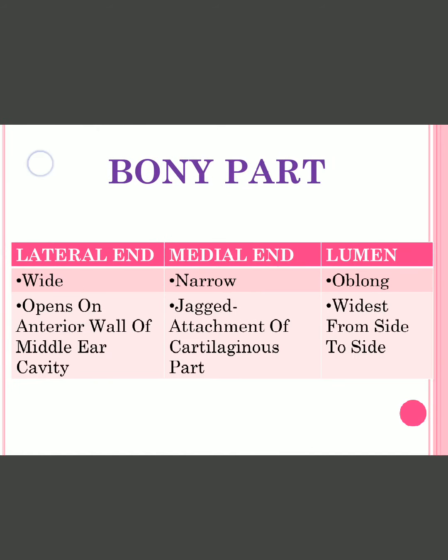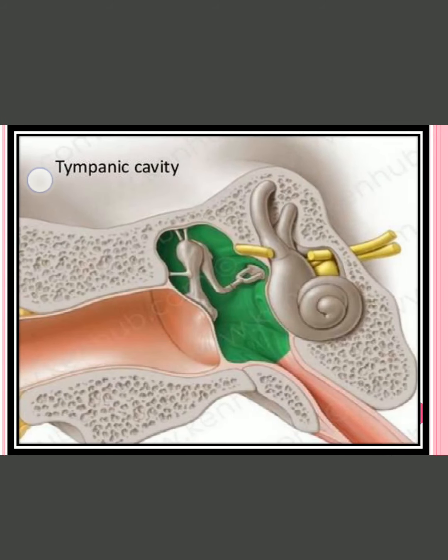The bony part has a lateral end. So the end that will face or open into the anterior wall of the middle ear cavity would be the lateral end of the bony part. So, this is the bony part of the auditory tube lying in the petrous temporal portion, and this would be the lateral end which opens into the anterior wall of the middle ear cavity. This is the middle ear cavity or the tympanic cavity. This would be the anterior wall in front and this would be the lateral end of the auditory tube.